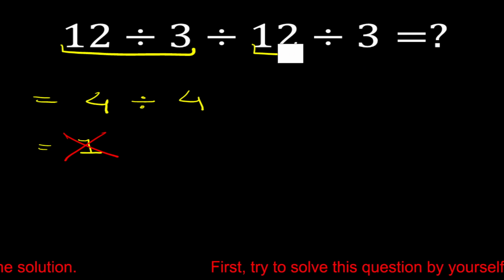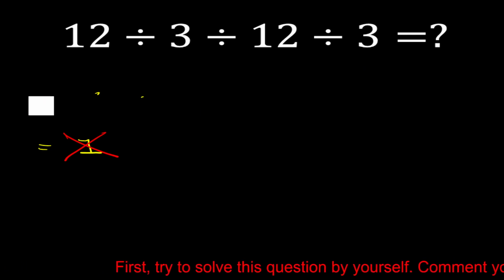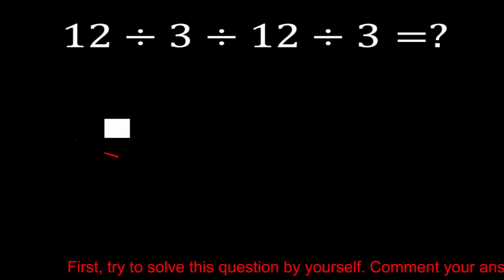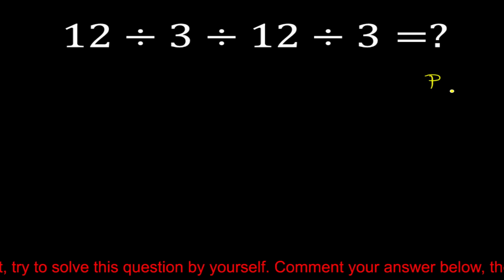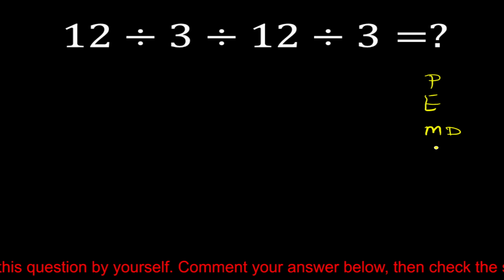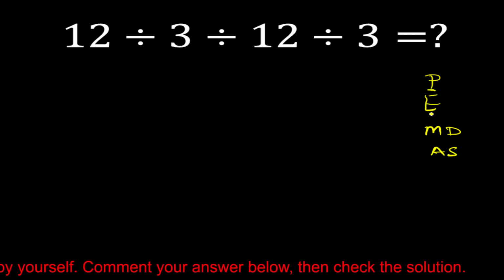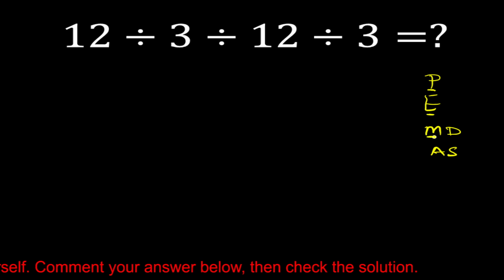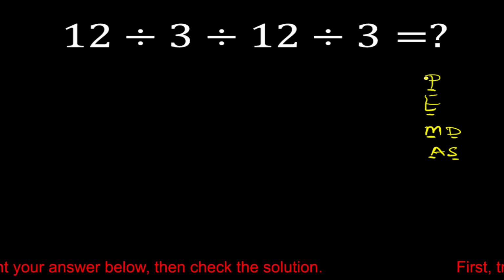Now let's solve this problem correctly by using the PEMDAS rule. According to the PEMDAS rule, P means parenthesis, E means exponents, M means multiplication, and D means division. A means addition and S means subtraction.